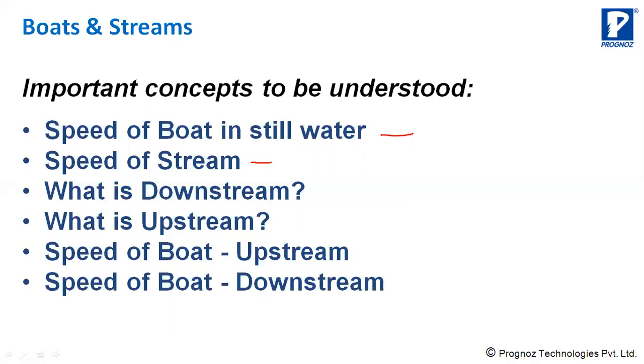Speed of a stream comes when there's a flow. For example, if we take a river, a river flows in only one direction, but there is a flow. There is a force with which it flows. That is the speed of the stream. The speed with which a river flows in one direction is called the speed of the stream. We will understand the meaning of downstream, the meaning of upstream, and the speed of the boat in the upstream situation and in the downstream situation, and how we calculate this. These are the concepts we'll understand in the following slides.